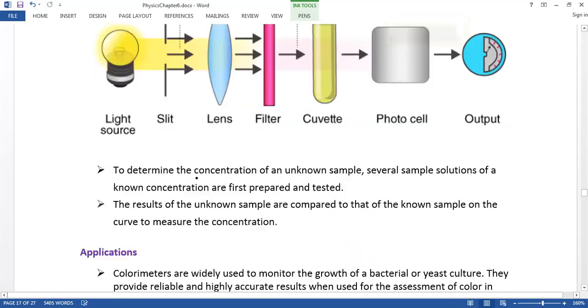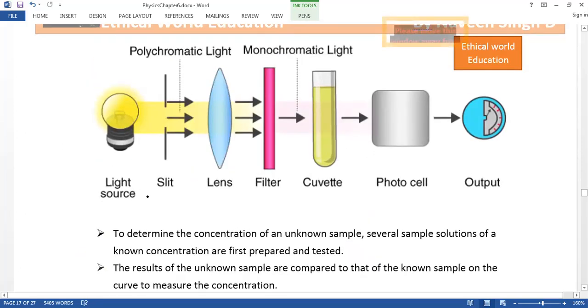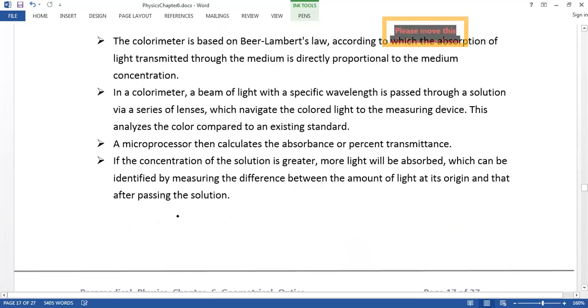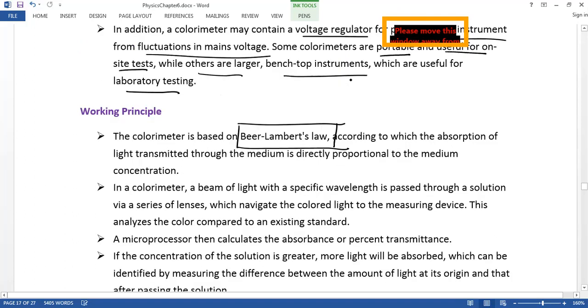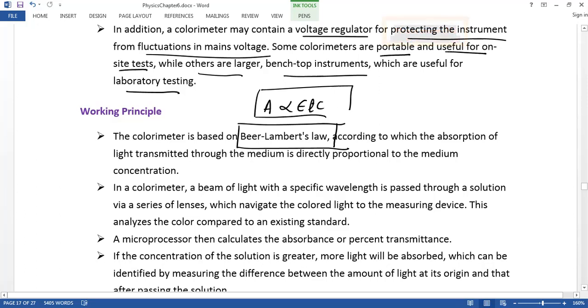So let us begin with the working of this calorimeter. Let us read it point by point. The calorimeter is based on the Beer and Lambert law, which we already discussed. Again, we will recall it: absorbance is directly proportional to epsilon LC. A is absorbance, epsilon is the molar absorptivity, L is the path length traveled, and C is the concentration of the solution. These are the terms, and this is the formula of the Beer and Lambert law.